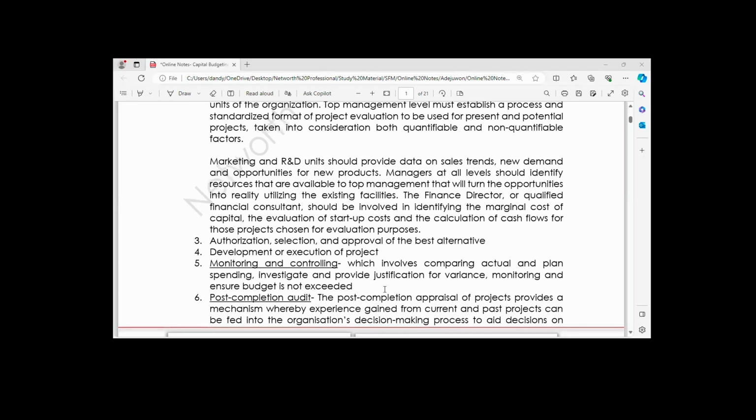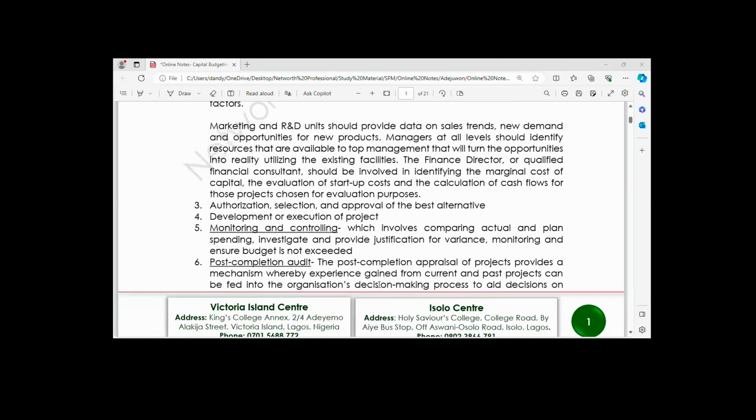But in any case, the importance of monitoring and controlling costs is that you want to ensure that you stay within the budget so that you don't overshoot your spend. All right. So it is important for you to monitor and control your budget to ensure that the budget is not exceeded. Then the last one is post-completion investigation, or audit. The beauty of post-completion investigation is that you want to ensure that the objective for which the project was set up has been achieved.